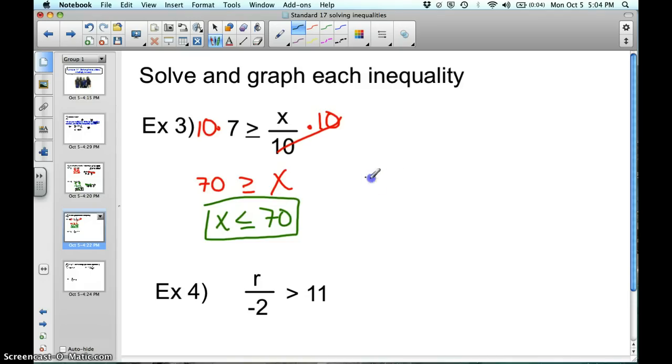When we graph this, I'm going to draw my number line. I'm going to put 69, 70, and 71. Since this is less than or equal to, I have a closed circle at 70. And since it's a less than symbol, I'm going to shade to the left. So this means that any solution that's less than 70, any number that's less than 70 would be a solution to my inequality.